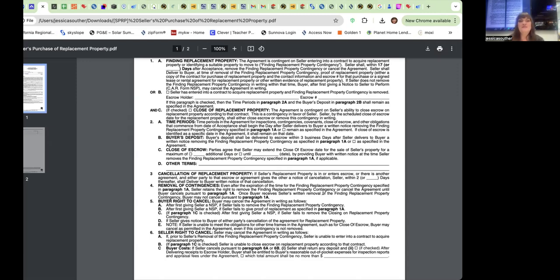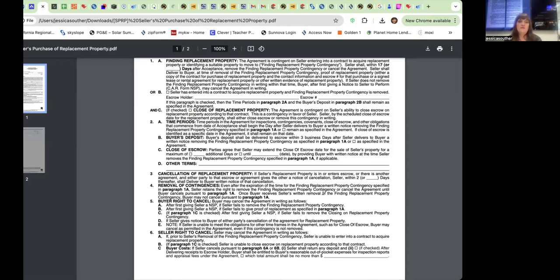Okay, buyer's deposit. Buyer's deposit shall be delivered to escrow within 3 days after seller delivers to buyer a written notice removing the finding replacement property contingency as specified in 1A. Again, that's just stating they do not have to put their earnest money in until the seller has removed that first part of the contingency. Or you can check a box and have them put it in right away.